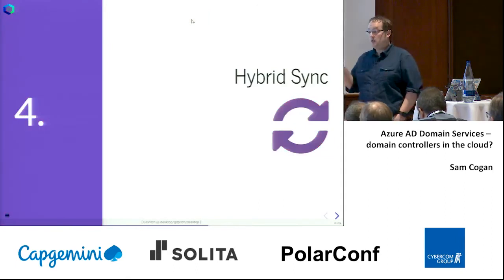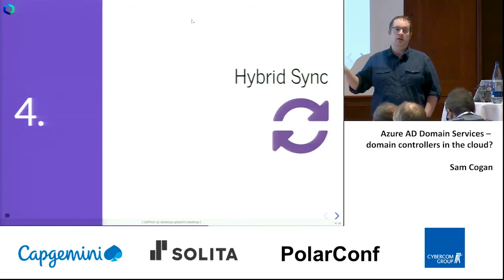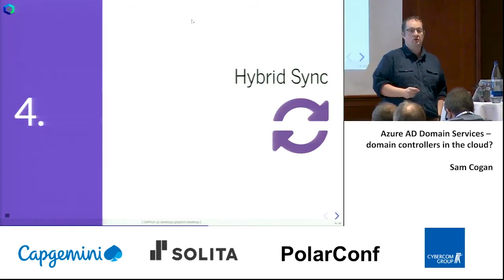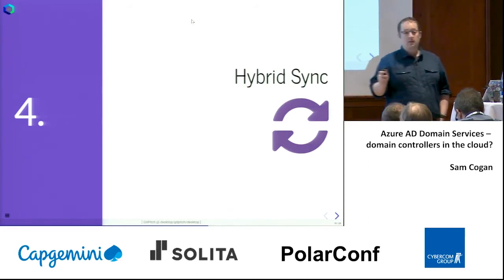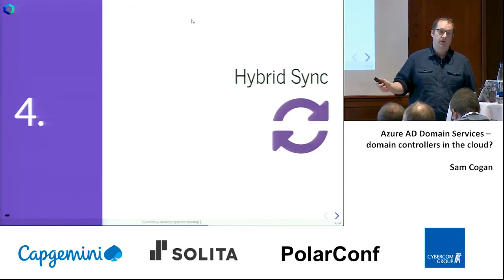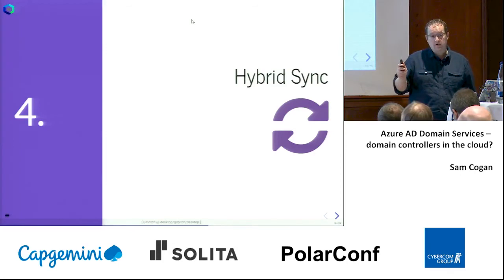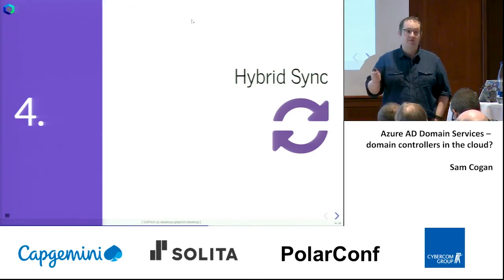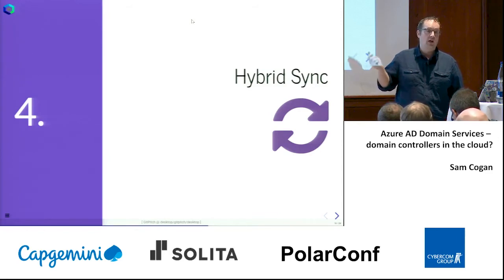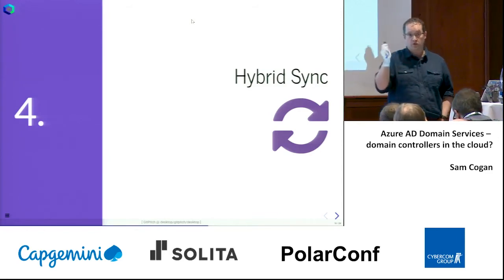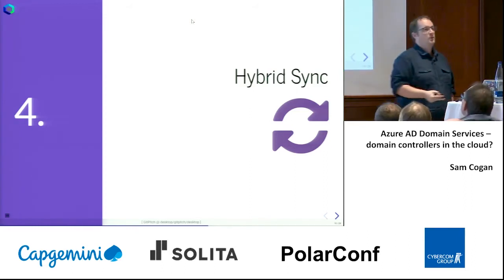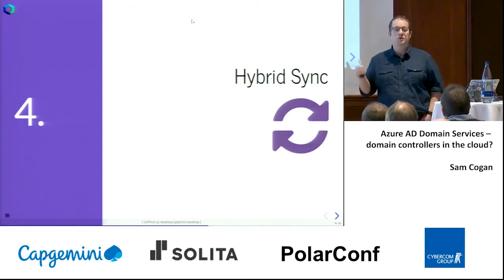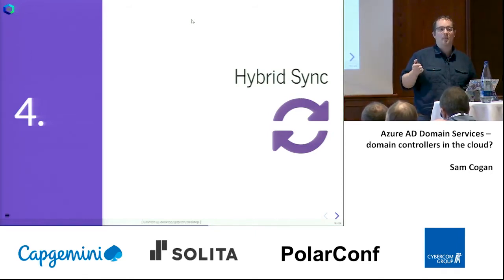Hybrid sync. So this is the synchronization from your on-premise domain up to AAD and then across to Azure AD DS. The thing to bear in mind in here, your AAD DS domain is not a replica of your on-premise domain. It is a new domain, a completely separate domain that just happens to have the same name as your on-premise one, and your users and groups are synchronized across the two. Nothing else is synchronized. You do not synchronize group policies, you do not synchronize your OU structure, you do not synchronize your password policies, anything like that. It's groups, users, and that is pretty much it.